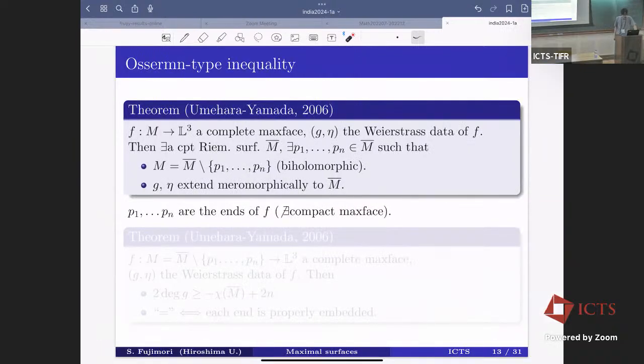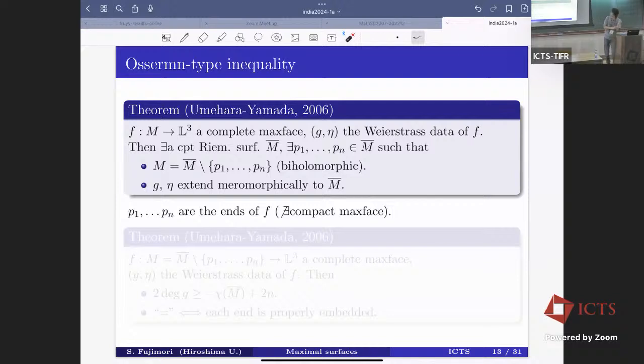And then they investigated some global properties of maximal max phases. Let F be a complete max phase, and G and eta the Weierstrass data of F. Then there exists a compact Riemann surface M bar and finite points in M bar, such that M is biholomorphic to this compact Riemann surface with the finite points removed.